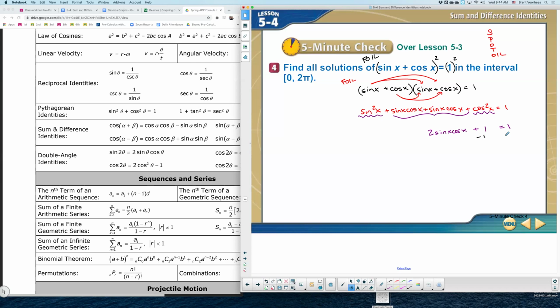Now I'll subtract 1 from both sides, and that's what I was saying, that ultimately if I wanted to, I could have taken out that 1, could have just said, oh, that's the Pythagorean identity, sine squared plus cosine squared equals 1, and removed all 3. And we would have still got the same thing here. So now I have 2 sine x cos x equals 0. To solve this, I divide by my 2.